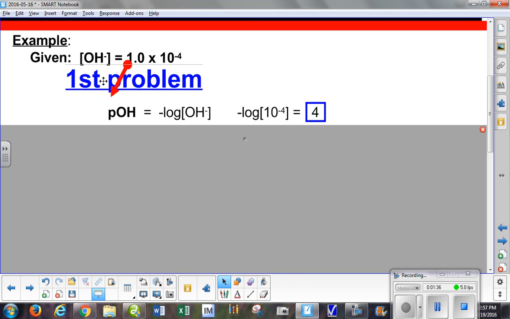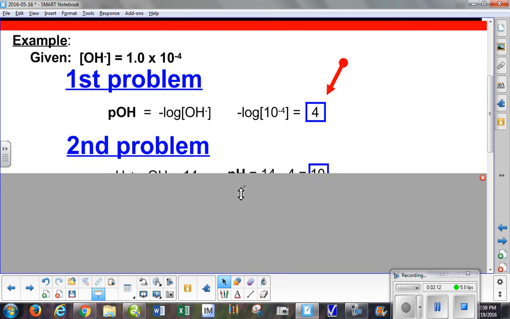Here's what we do. The first thing you do is write this down. That should be part of your homework. The next thing you do is you say the minus log of 10 to the minus 4, which is what we have given to us as the hydroxide ion concentration. And the next thing that you do is take the negative of the exponent, because that's the definition of a log. And the reason the negative is in front of the log is to change the exponent with the negative number to a positive number. So that's the first problem. Very simple. You can do this in your head, as I mentioned.